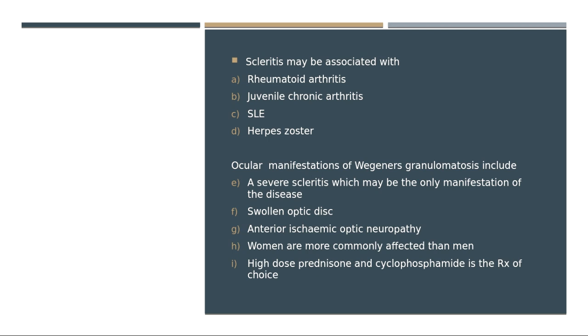That's false. Women are more commonly affected than men. Is that true or false? It's actually false. So this is one of the few immune diseases where men are more commonly affected than women. All right, Wegener's. High dose prednisone and cyclophosphamide is the treatment of choice. It's true.